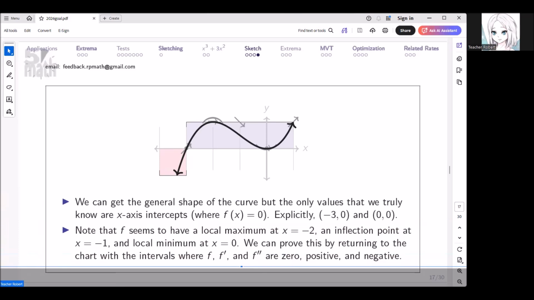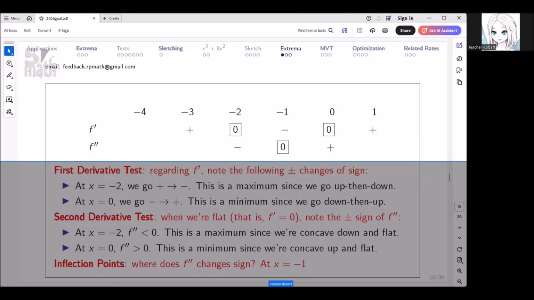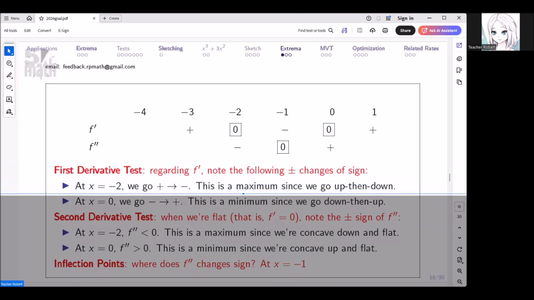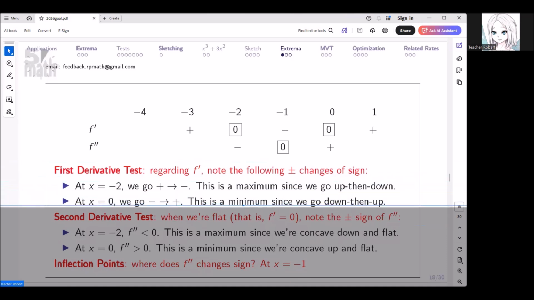We can prove this by returning to the chart with the intervals where f, f prime, and f double prime are 0, positive, and negative. Here are the values. First derivative test. Regarding f prime, note the following positive negative changes of sign. At x equals -2, we go positive to negative. This is a maximum since we go up then down. At x equals 0, we go negative to positive. This is a minimum since we go down then up.